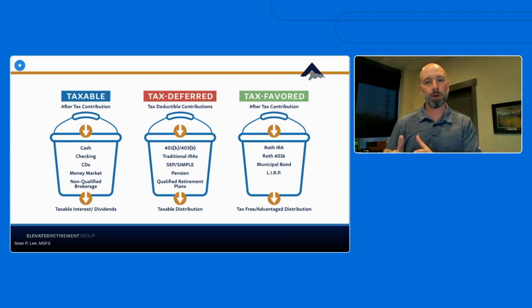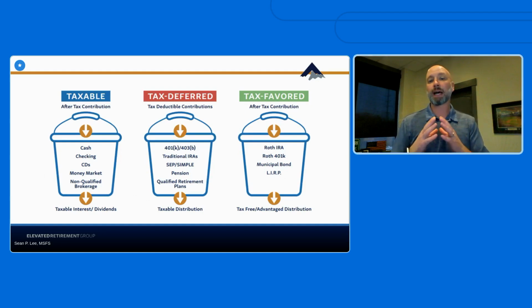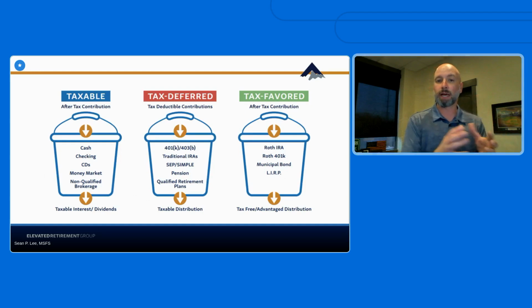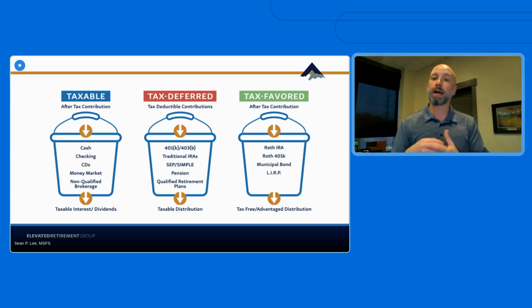And the last bucket is tax favored. Now, when we start to look at the difference between tax favored and tax deferred, we're looking at taxing money early. So if tax deferred is we're taxing the harvest of our money after it's grown and we're taking it out, tax favored is we're taxing the seed of our money. So we tax the seed of our money, the money that we put into the account is after tax.